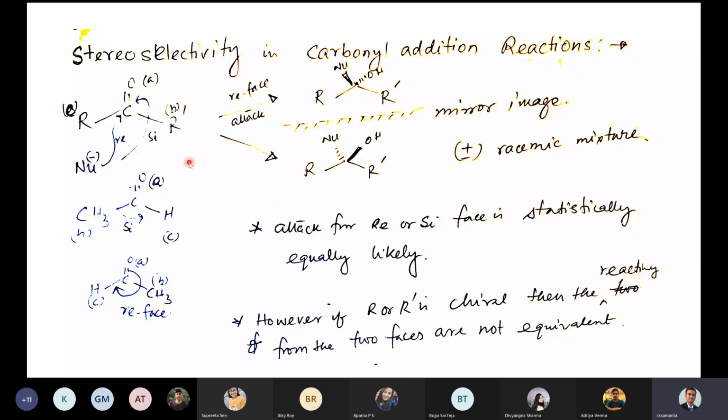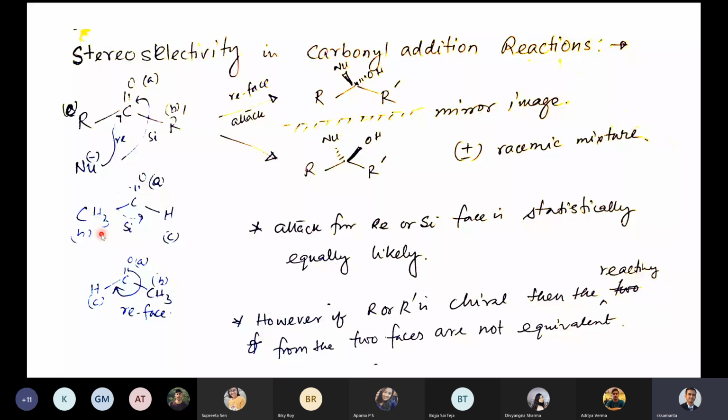So this is basically a plane. Okay, this and this is basically a plane. So it has then two faces, the top face, that is the up side of this screen, and the bottom face, that is the below of the screen, correct? Now how do we know which face it is, or how do you distinguish these two faces? That is why the nomenclature came up, called Re face and Si face. Okay, how do we name them? How do we judge them? Which one is Re and which one is Si?